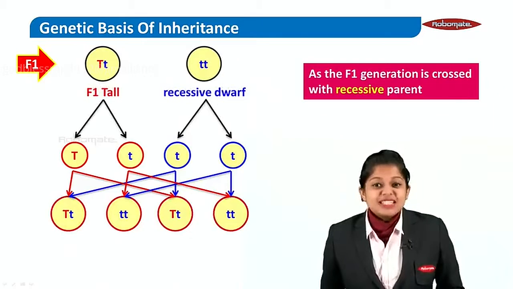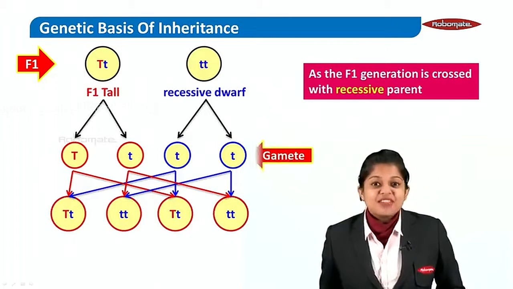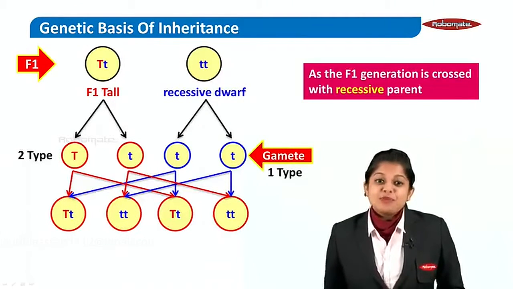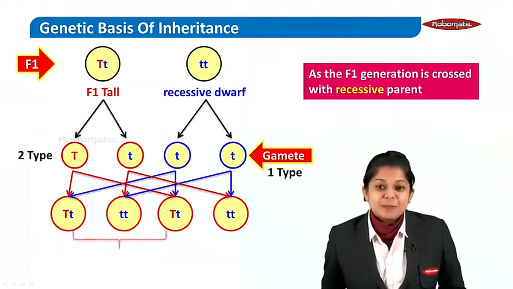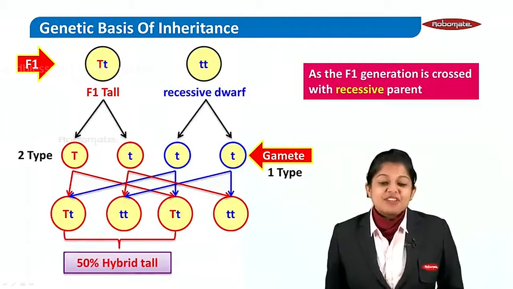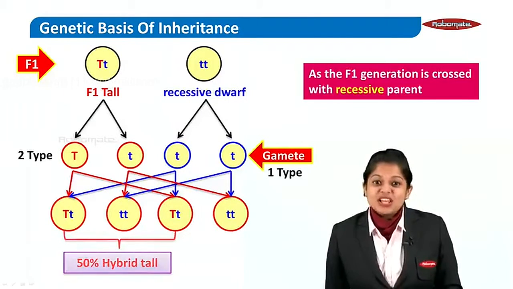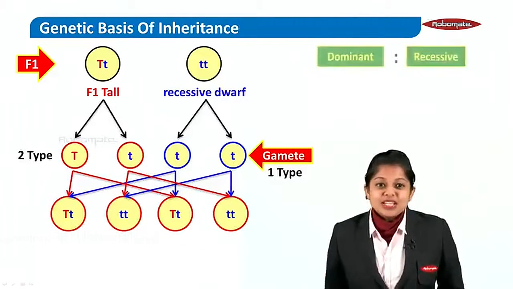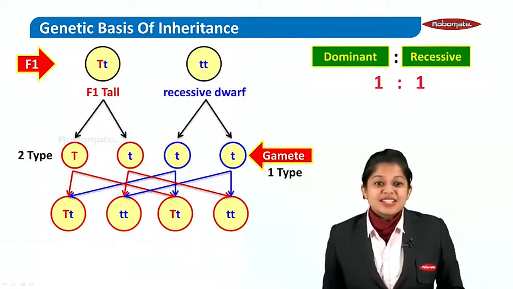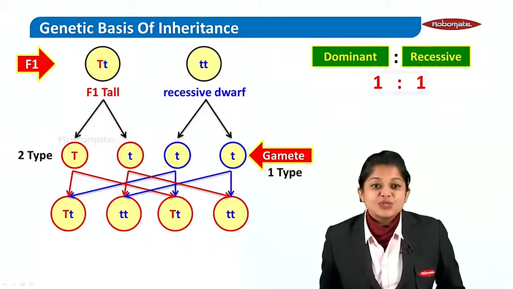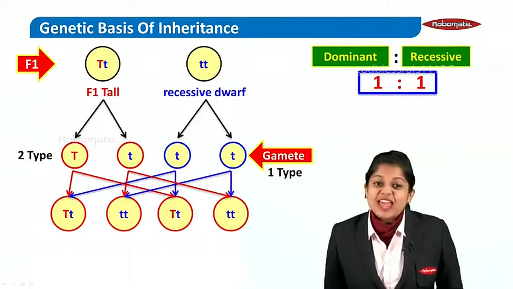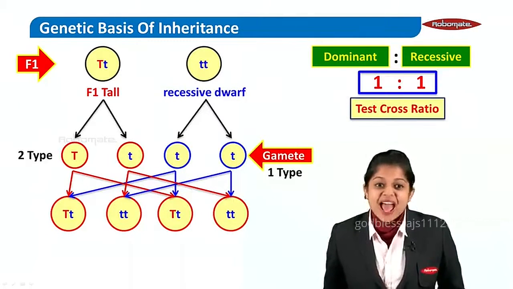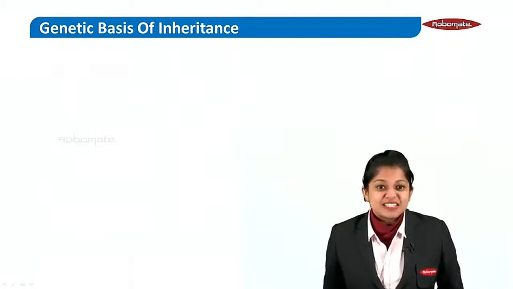We can see that the F1 tall and the recessive dwarf are producing two types and one type of gamete respectively. As a result, we are having 50% hybrid tall, whereas 50% dwarf. So students, here the dominant to recessive ratio is 1:1, and this ratio can very well be called the test cross ratio and has a great significance.